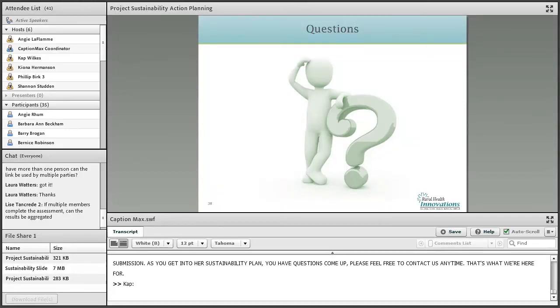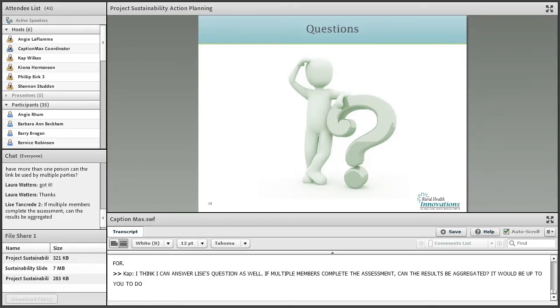I think I can answer Lise's question as well. If multiple members complete the assessment, which is totally fine, you'll get a unique URL or a unique results page for each of the completed assessments, but it would be up to you all to do the aggregation and averaging, so to speak, manually. The results page won't do it for you.